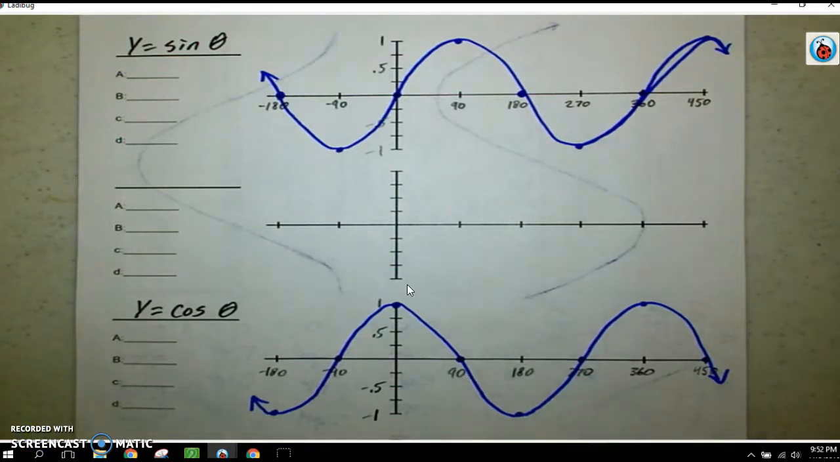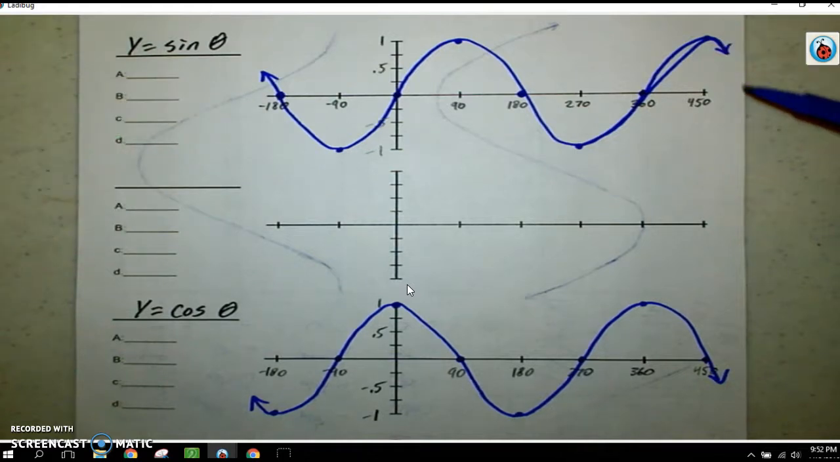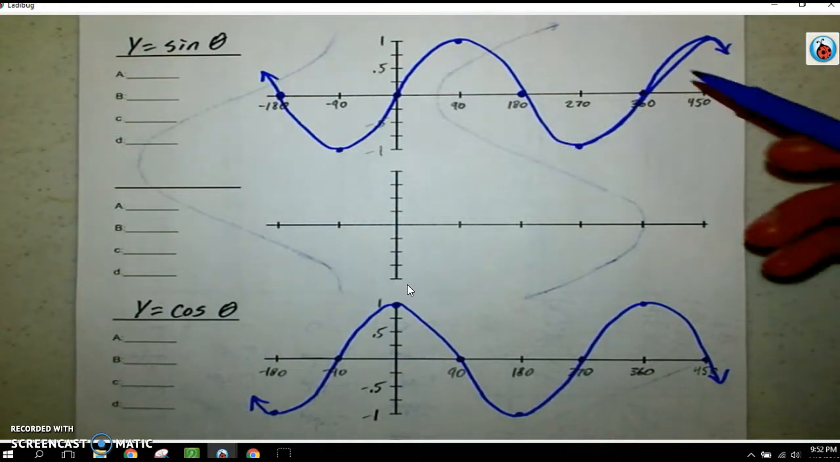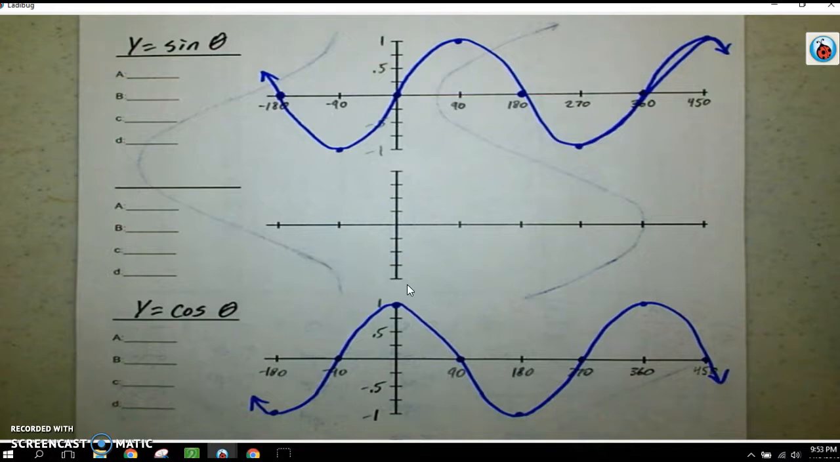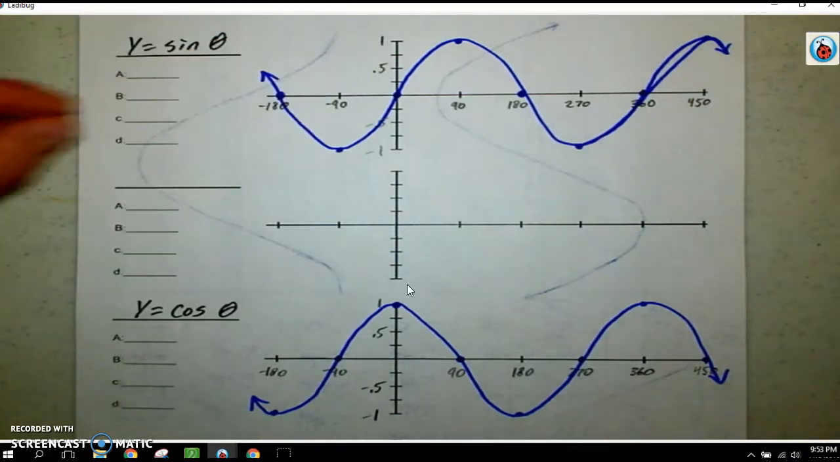One last thing to add, please make sure that you always do end your graphs with arrows because they will continue forever and ever and ever. This is an infinite cycle because theoretically we could keep going up to -infinity degrees and +infinity degrees.